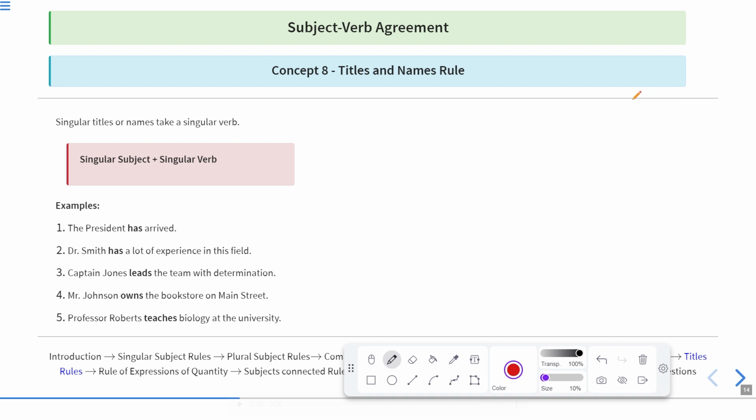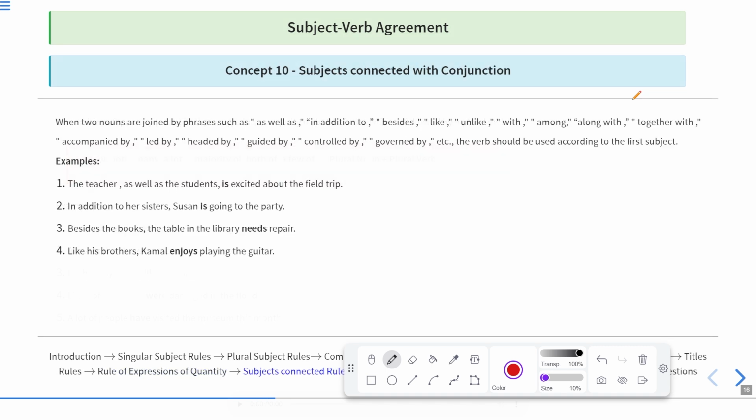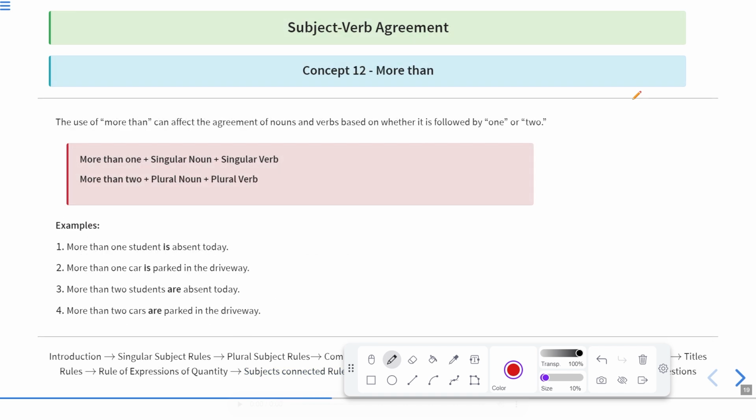Singular subject plus singular verb. A few, both, many, a lot of, a majority of, both of, few of will use a plural noun and plural verb with them. Okay, and after that, many a or an: singular noun, singular verb. More than one: singular noun, singular verb. More than two: plural noun, plural verb. So these were the rules of subject-verb agreement which we have discussed till now.